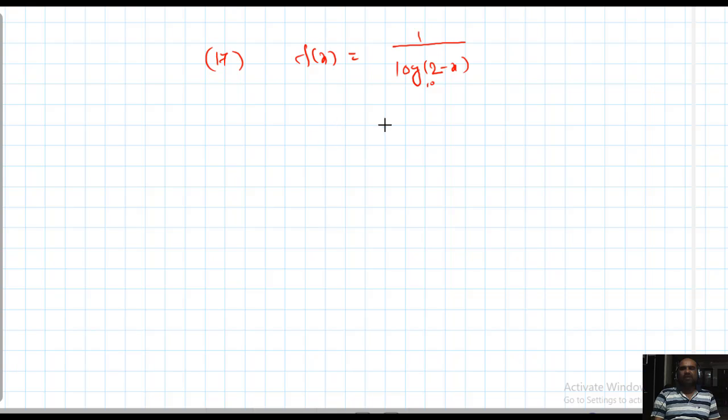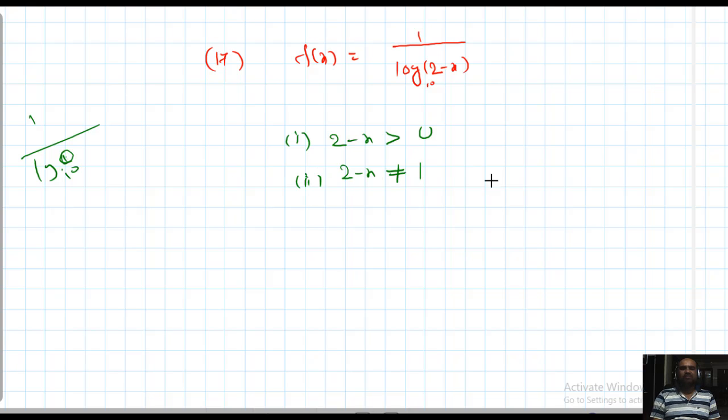17th. Yeah, an interesting one. 2 minus x greater than 0, first condition. There is 1 by logarithm of (2 minus x) base 10. What is the value? Log 1 base 10 is 0. 1 by 0 is not defined. That's why 2 minus x is also not equal to 1. That is another condition.